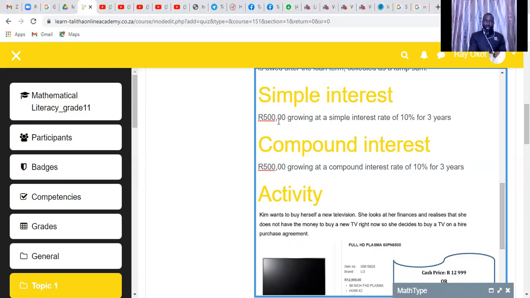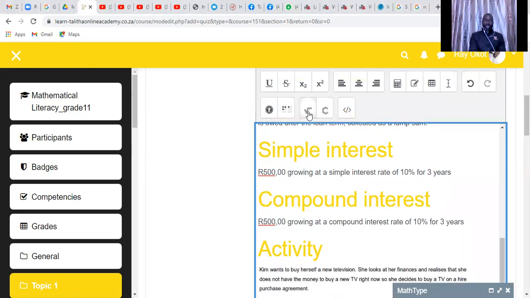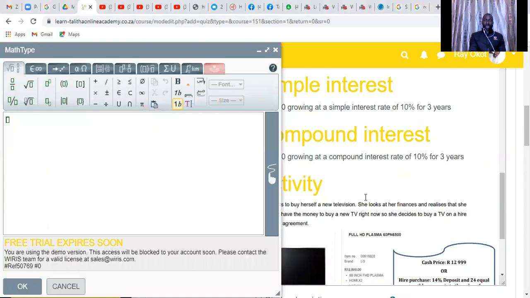So for example, when we look here, we have 500 rand growing at a simple interest rate of 10% for a period of 3 years. What would be the simple interest? Well, the simple interest can be calculated with a lot of ease. Let's see how we can calculate it. We have this amount of money, which we are calling principal, and it's 500 rand. So the simple interest is going to be 10% of 500. How do we write 10%? Well, 10% is written as 10 divided by 100.